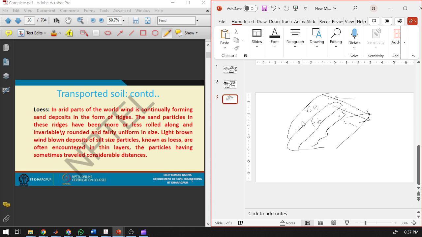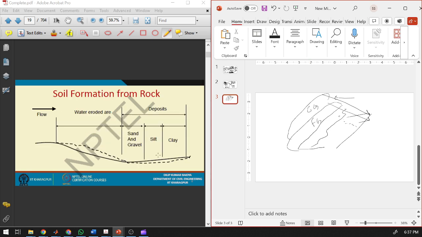River transported soil. You see, the river is extending in the direction perpendicular to this plane. Okay. So you will get a band of clay, you will get a band of silt, and you'll get a band of gravel.